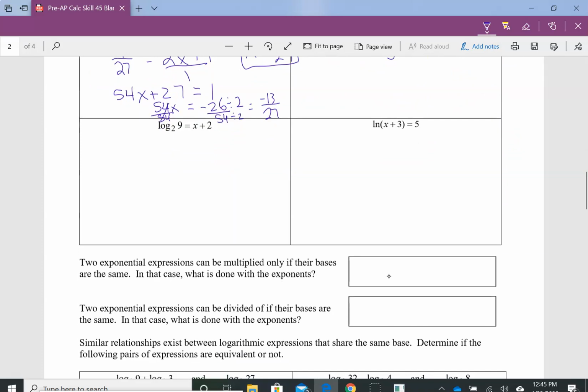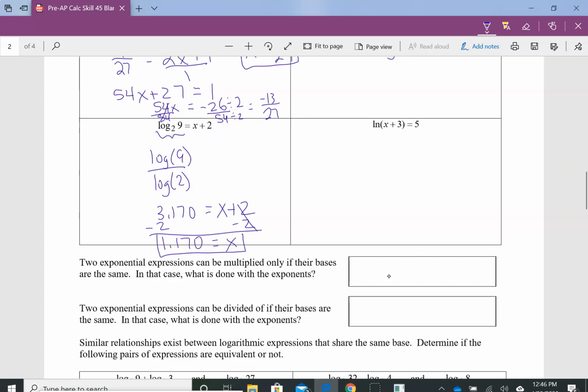Next one, same idea. I don't want to write this as 2 to the x plus 2 equals 9 because that's not going to be helpful, but I can make this side just be log 9 over log 2. And the calculator, when I do that, gives me 3.170. And that'll equal x plus 2. So then I just subtract 2 from both sides, and I get x equals 1.170.